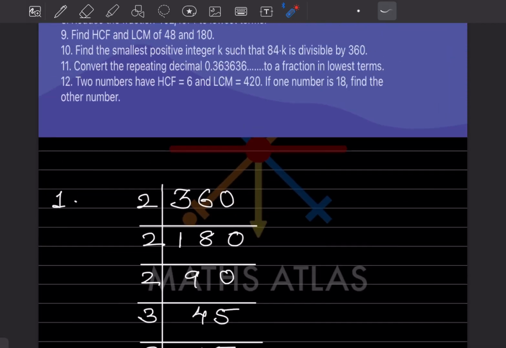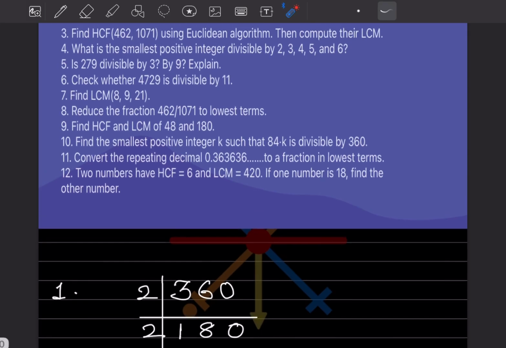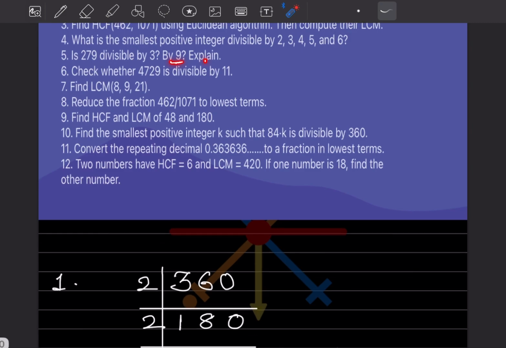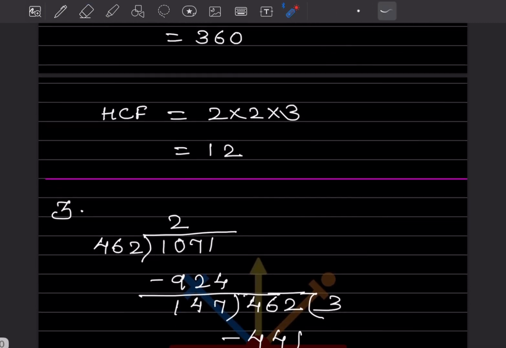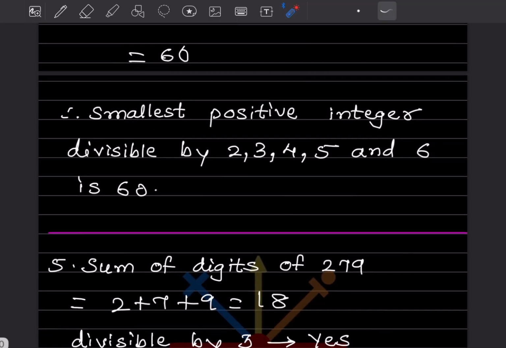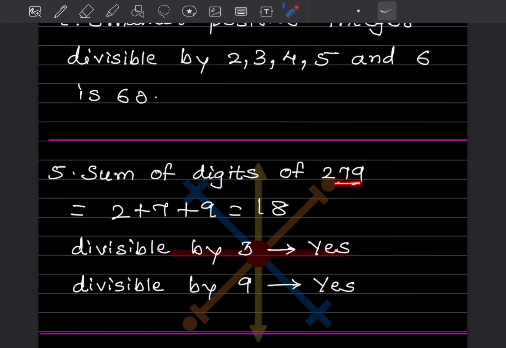So the next question we have is: is 279 divisible by 3, and is it divisible by 9? You have to explain here. First for 279, we have to take the sum of digits of 279. So 2 plus 7 plus 9 is going to be 18. Divisible by 3? Yes, because 18 is divisible by 3, the remainder is 0. Divisible by 9? Yes, because 18 divided by 9, the remainder is 0. So both of them are yes.